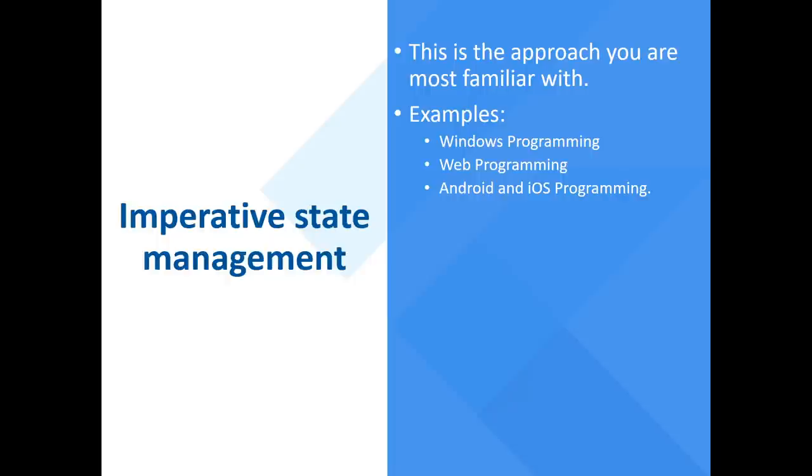But before I elaborate more on that, these are some examples of programming or technology that adopt this imperative approach. Windows programming, I'm not sure whether you are familiar with this. Basically, Windows programming is not a programming paradigm, but an approach of doing programming for creating desktop applications in the Windows operating system.